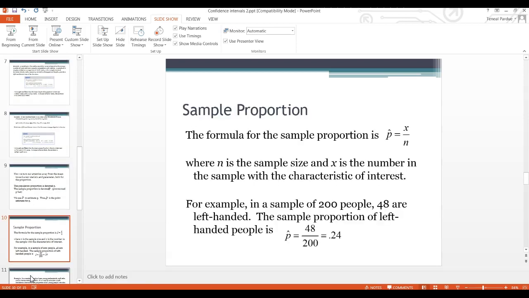So the formula for the sample proportion is X divided by N, where N is the sample size and X is the number of people or whatever units in the sample that has that characteristic that we're measuring. So if we had a sample of 200 people and found that 48 of those people were left-handed, the sample proportion would be 48 divided by 200, or 24%. You can always think of it as X out of N. So 48 out of 200.